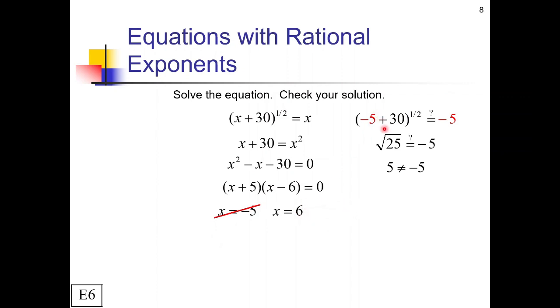Let's try 6 out now. So we have 6 plus 30 to the 1/2 equals 6. This is going to be the square root of 36 on the left side. Square root of 36 is 6, so that works out, and our only answer for this one is 6.